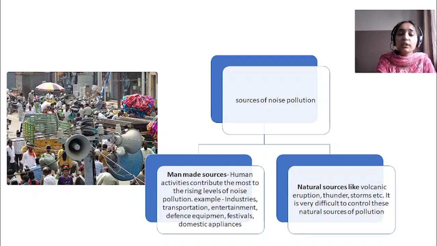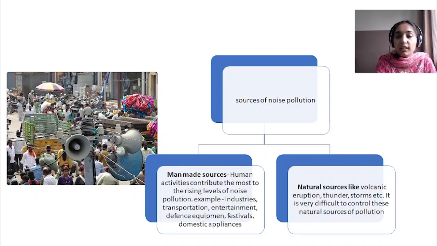When the sound rises above 60 decibels, it may lead to noise pollution. But the man-made sources can be controllable. It's in the hands of humans. If they want, they can control it by controlling their activities. But the natural sources are not controllable, as they are caused naturally, like volcano eruptions.